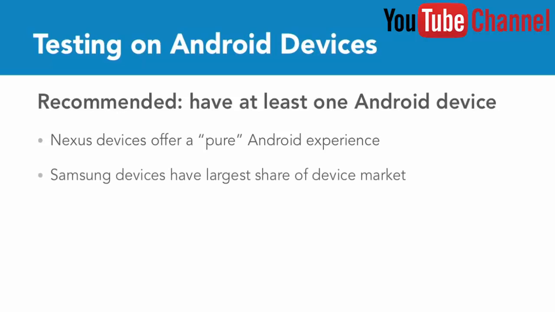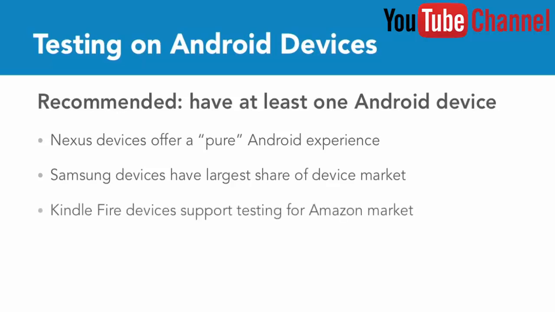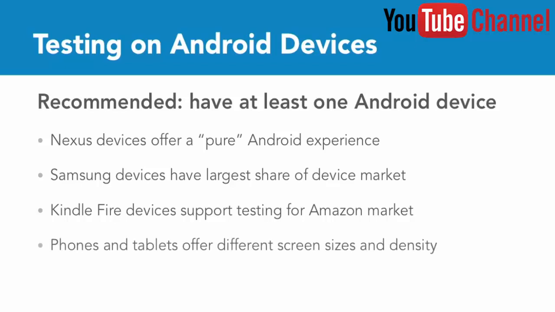On the other hand, devices from Samsung, such as the Galaxy and Note lines, have the largest single share of the device market. And Kindle Fire devices from Amazon have their own audience. If you're able to, I recommend testing your apps on all three styles of devices, and also on different screen sizes. Phones and tablets offer completely different sizes and pixel densities. Now, this isn't always possible, and I encourage you to learn how to use the Android emulator and virtual devices to fill in the testing gaps.